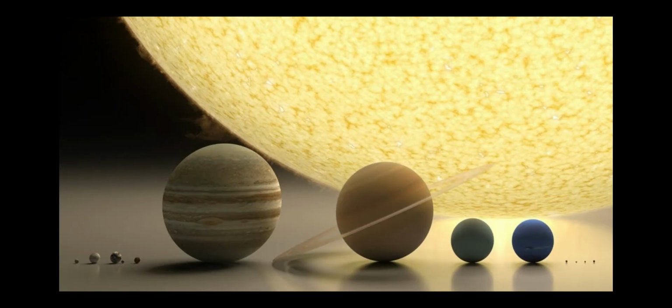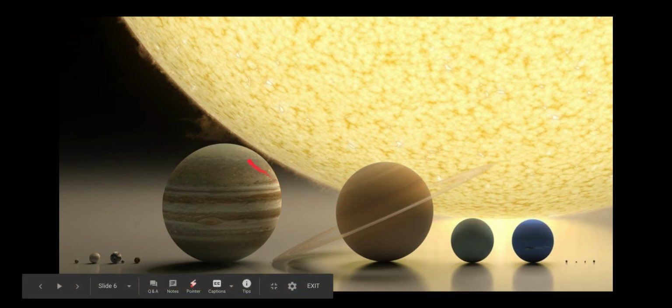Okay, this is a really mind-blowing image to me. This is an actual scale size of each planet and our sun. So first, let's just look at how gigantic our sun is, right? The star, like I said, contained 99% of all the matter in the solar system. So it's huge, right? And then this is Jupiter.